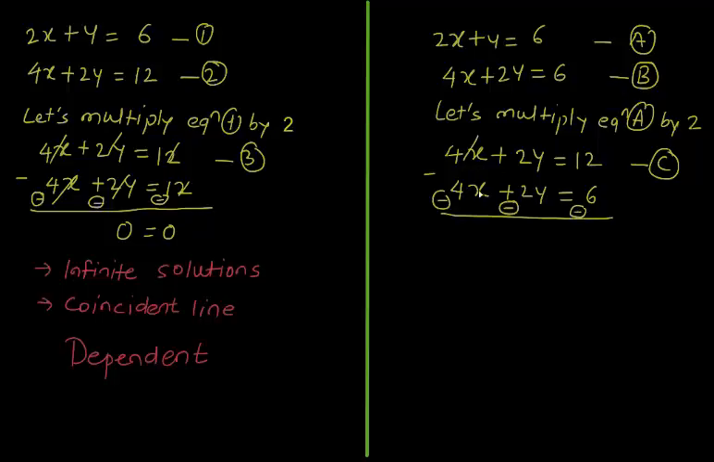So 4x and 4x will cancel each other. Then 2y and 2y will cancel each other. So we'll get 0 on the left hand side is equal to 12 minus 6 is 6. But this is not correct. Hence, these two linear equations don't have any common solution. So there is no common solution to these equations.